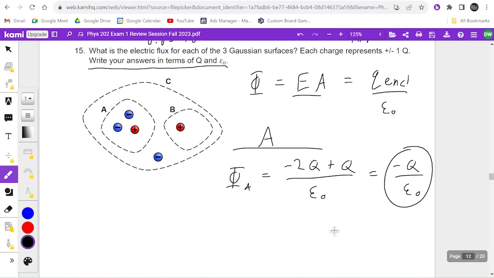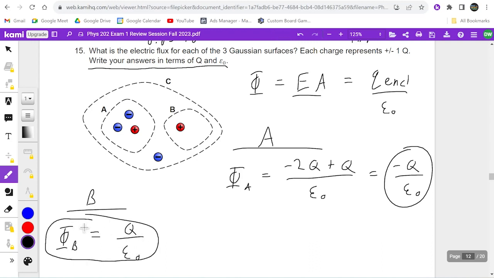Okay, then I'm going to give you a minute to find B and C on your own. C is the trickier one. Okay, I'm going to say time's up. So for B, pretty easy. There's only one charge inside. So flux B must just equal positive Q over epsilon naught, and that's it.